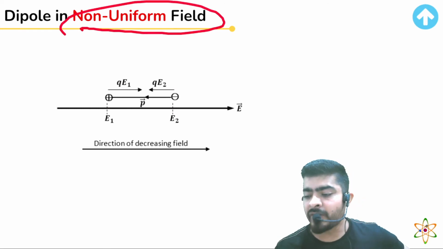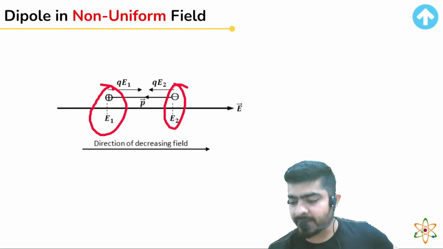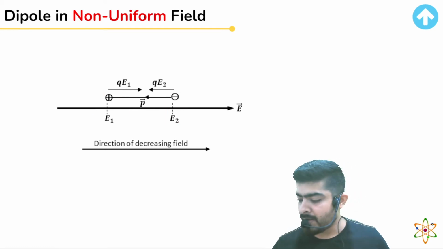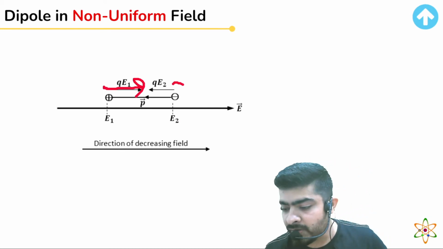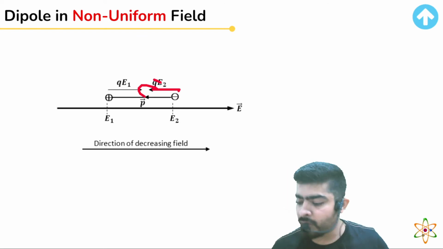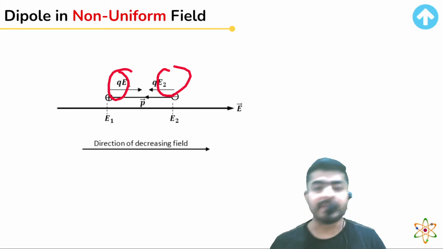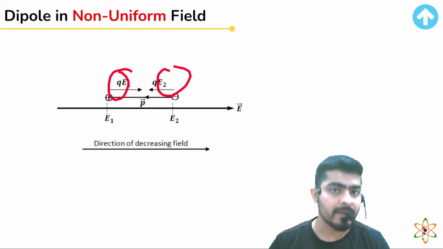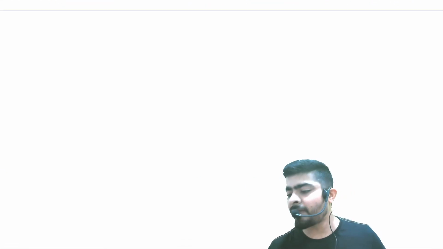Now the electric field is non-uniform. That means at this point, electric field is E1. At this point, electric field is E2. And E1 is not equal to E2. So, force on positive charge will be QE1. Force on negative charge will be what? QE2. So, QE1 is not equal to QE2. So, in this case, the net force on the dipole is not 0. Clear? This is very important. Alright. So, let's try to derive the formula for electric force for a dipole in non-uniform electric field.